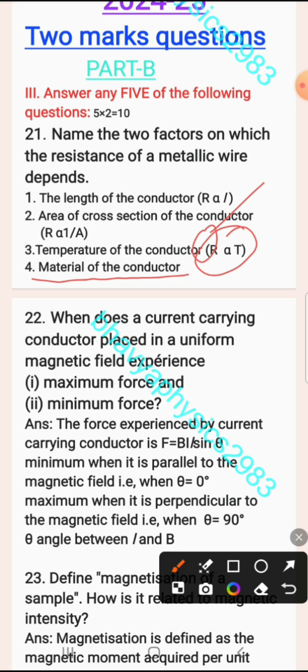Nature of the material means different materials have different numbers of electrons. Therefore resistance depends on the nature of the material of the conductor. So these are the factors on which resistance depends. You have to write any 2 points.